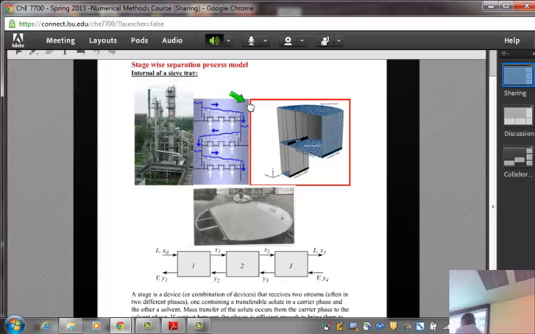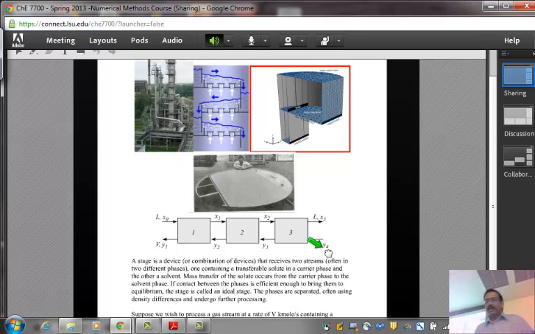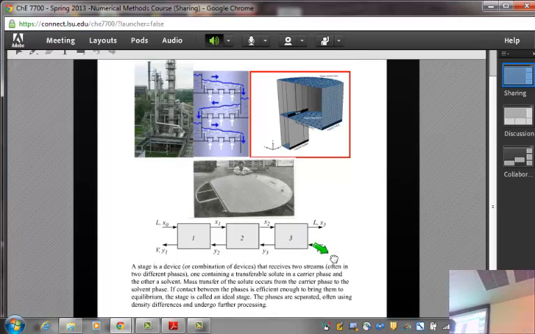And the tradition calls for numbering in a particular way. The streams leaving a stage carry the same index. So X3 is the liquid leaving stage 3, and Y3 is the vapor leaving stage 3, for example. And they are in equilibrium. So you have a relationship between X3 and Y3, similarly between X2 and Y2, X1 and Y1, given by thermodynamics. And you have mass balances for each one of them.